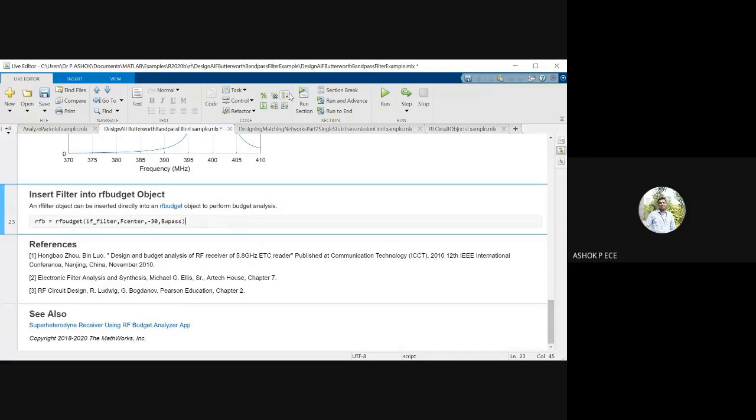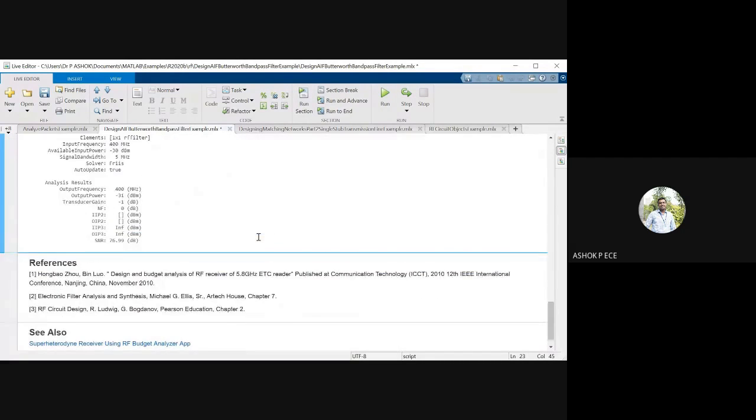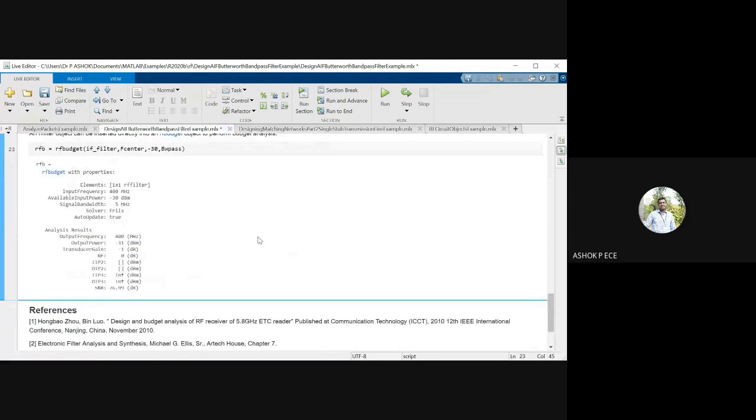Now, if you want to perform the RF budget analysis, I can find the budget. What is the SNR? Everything I can find. So, what is the input frequency? What is the available input power? Minus 30 dBm. I hope you know the meaning of dBm.